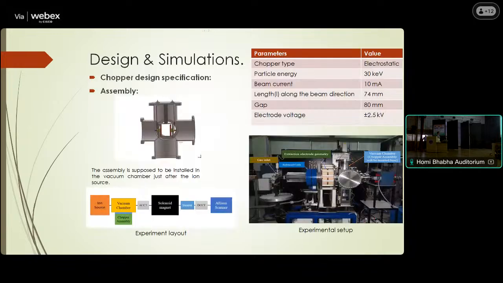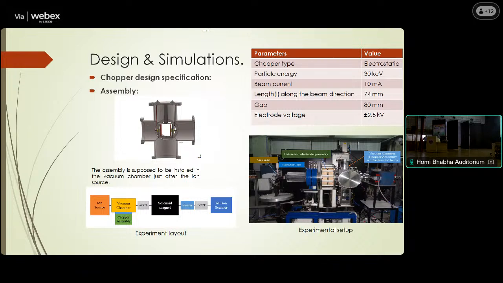Let's move to the next slide. These are the chopper plates that I have been talking about. The chopper type is electrostatic, the particle energy is 30 keV, and the beam current is 10 milliampere. All these simulations have been done for these beam parameters. The length is about 74 mm, the gap is about 80 mm, and the electrode voltage is plus minus 2.5 kV. That means it will give a net potential difference of 5 kV.